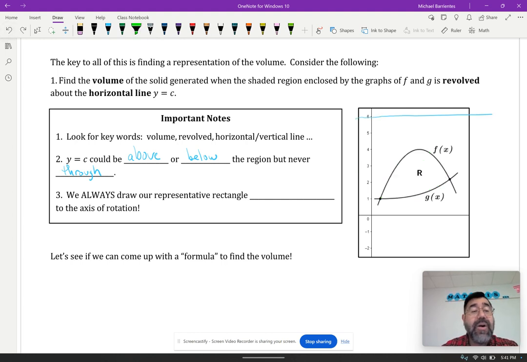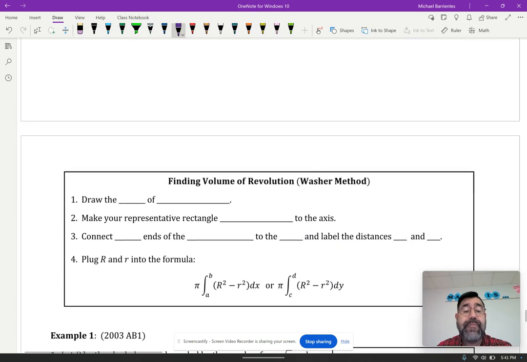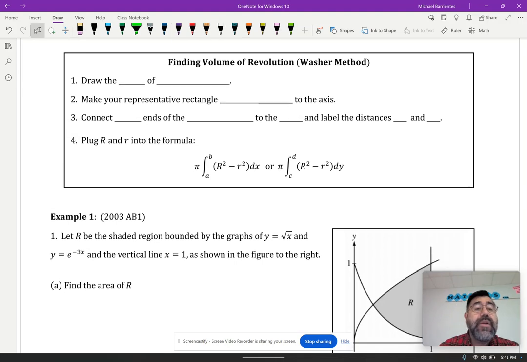And then always, let's draw our representative rectangle perpendicular to the axis of rotation. So once you know where the axis of revolution is, your rectangle that you're going to draw, your slice, is going to be perpendicular to that axis. Okay. If they don't do it for you, always draw the axis of revolution first, because that's going to point you in the right direction of how you're going to set up stuff.